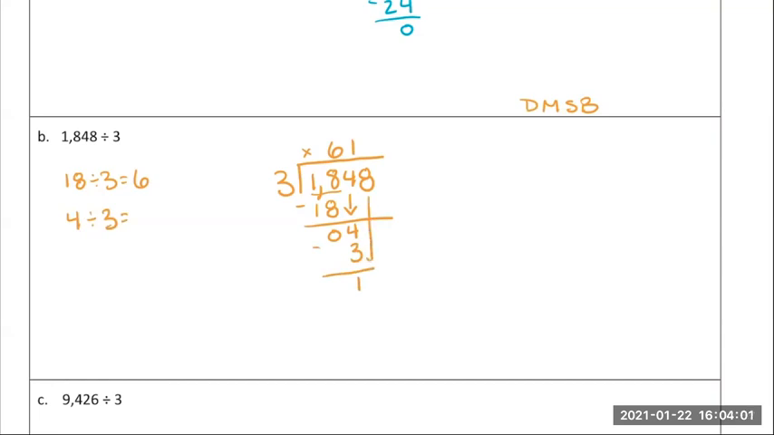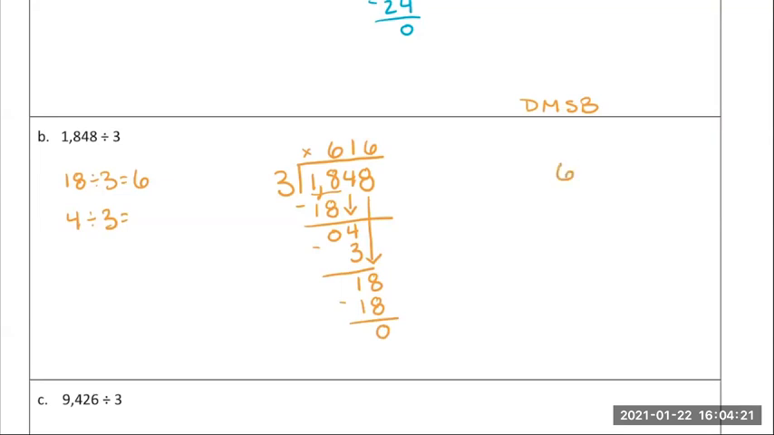And then bring down. Then we're going to do 18 divided by 3 again, which we've already done. 18 divided by 3 is 6. Multiply. 6 times 3 is 18. Subtract. You get 0. There's nothing else to bring down. We know we are finished.